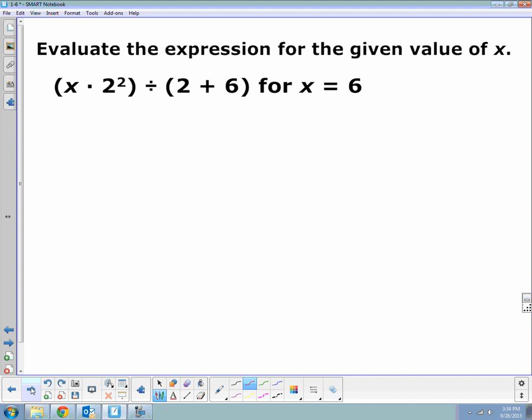Assuming you pause it and try it on your own, the correct answer for this one is 3. If you did not get 3, watch the linked video or go to example 7 to see how that one's done.